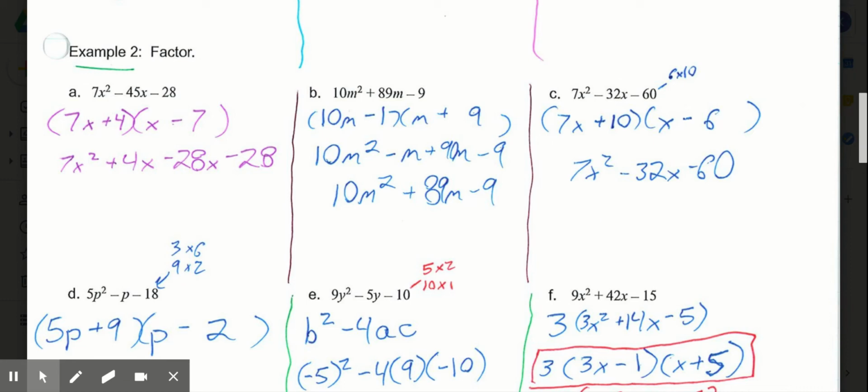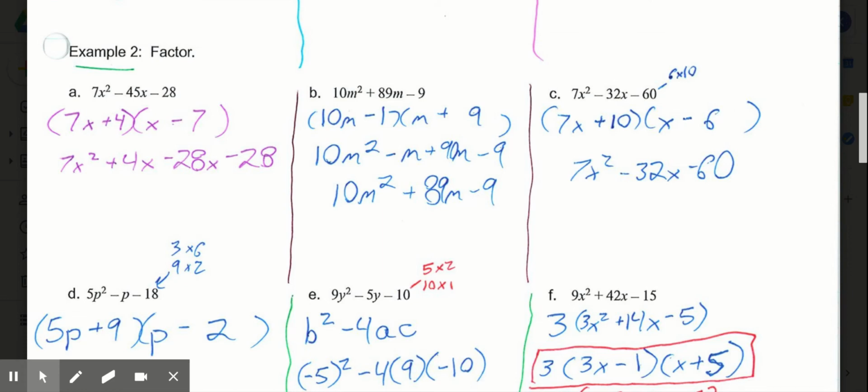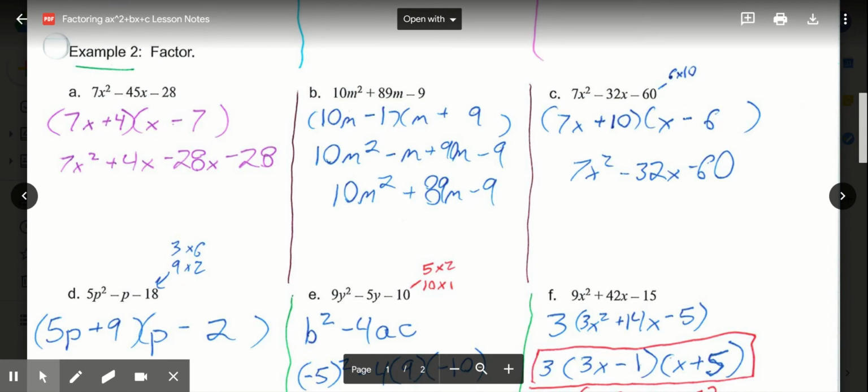C is a similar setup. At the end, we have a 60. So I could have 6 times 10, I could have 3 times 20, or 15 times 4. There's a few different options in there. And then with the 7, though, we only have a 7, so 7x and x. We know it's a plus minus because that's a negative.